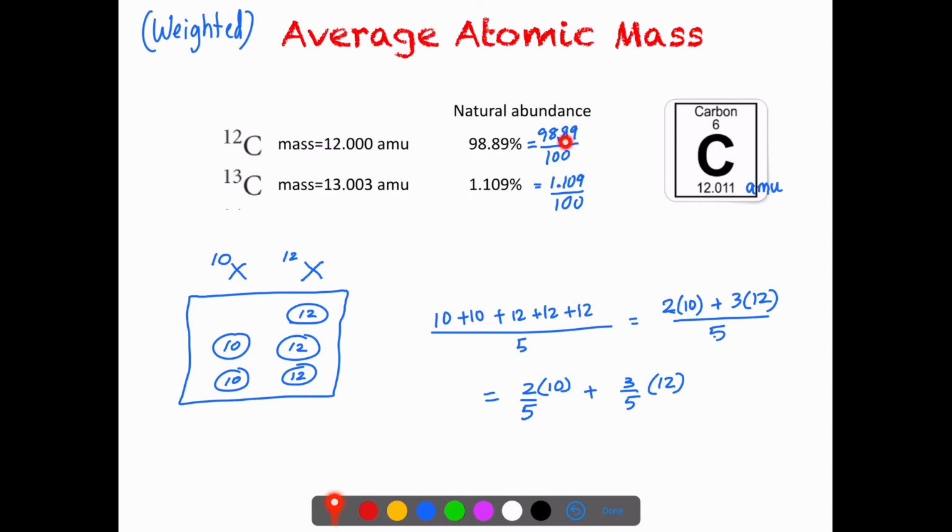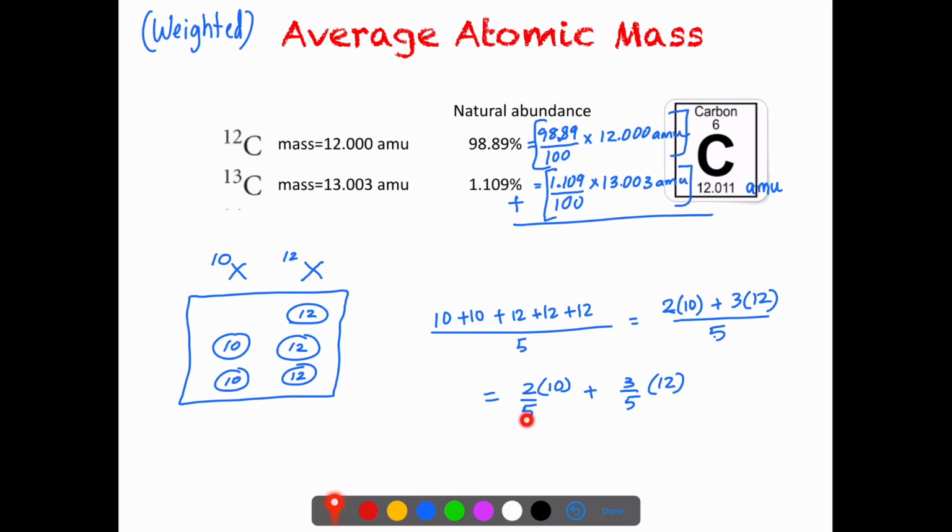So you take the fractions and multiply by the weights. The weight of carbon-12 is exactly 12.000 AMU. And the weight of carbon-13 is 13.003 AMU. So you multiply that, and then you would just add them up. So calculate this number, and add them. Just like you did here.